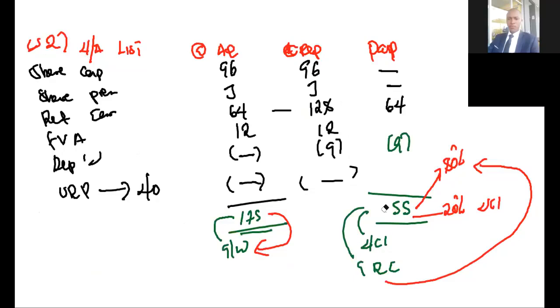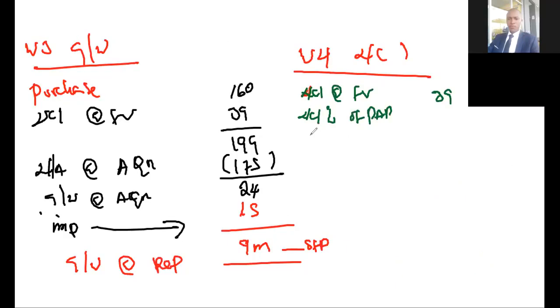So now we're getting the NCI. Remember, 20% is for NCI. 20% of that. So we're going to say 55 multiplied by 20%. How much is that? Let's go. 11. Okay, so we have our 11 there.